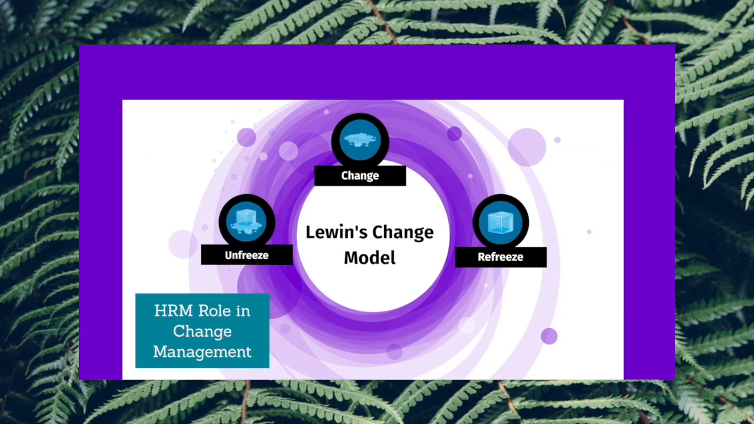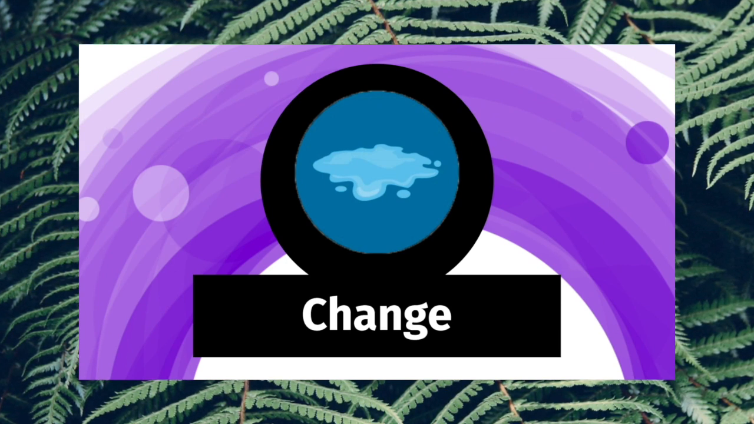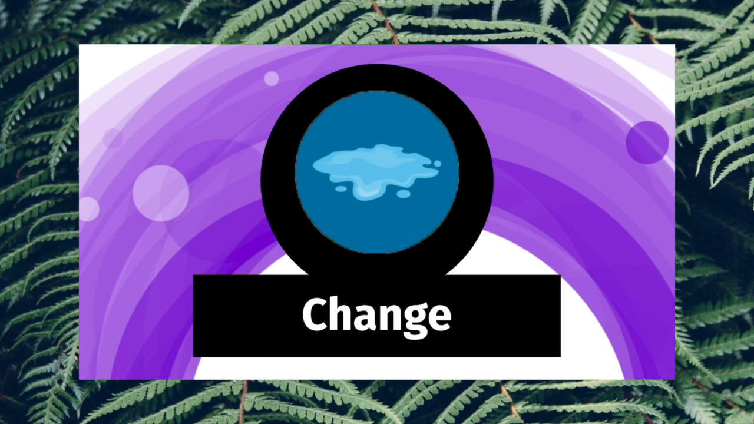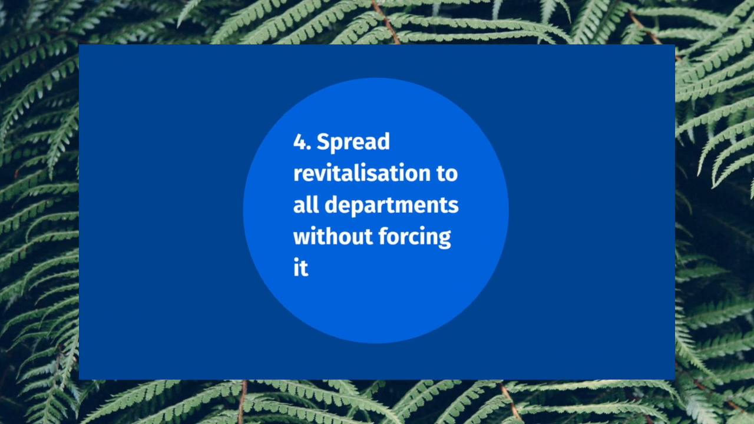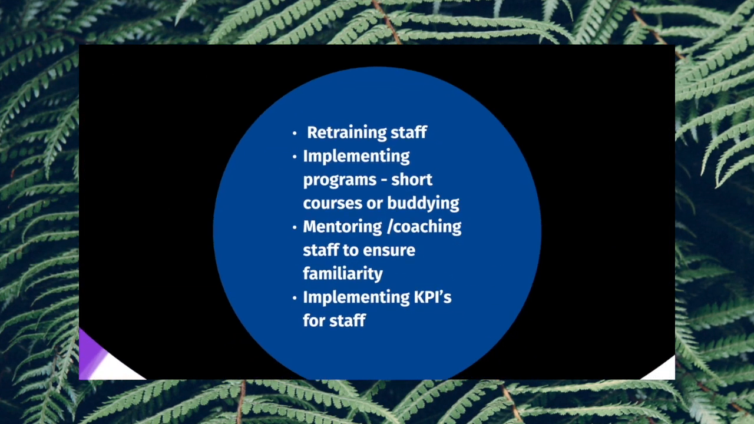The second stage will be changing. This includes retraining sales and marketing staff, implementing programs and mentoring staff. This is also linked to step 4 of Beer's model, which includes spreading revitalization to each department and helping them to adjust to new changes.